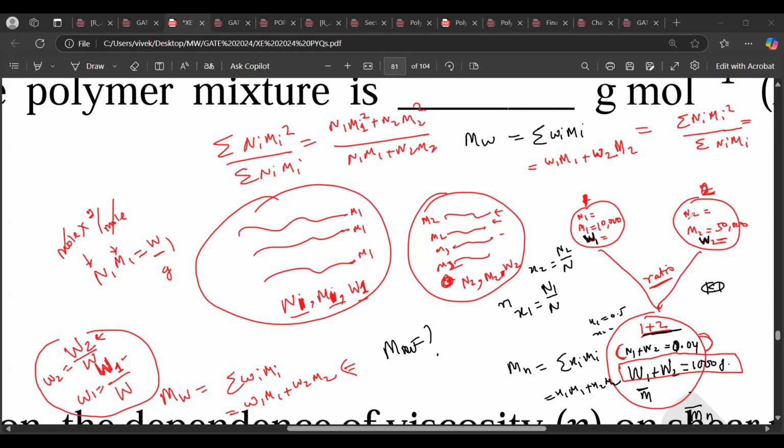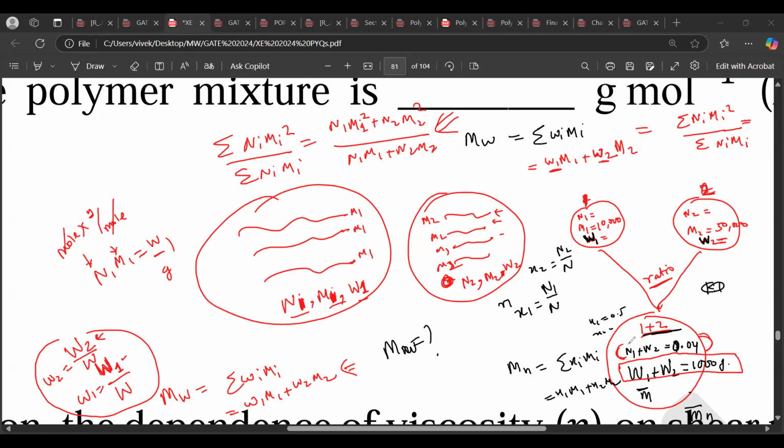Okay, so that is our task. Either you find out what is individual N1, N2, then you can calculate N1, N2, put in N1 M1 square and all this, and you can solve, right? Yeah, I think you don't need to think of any other formula. No need to complicate. So how to calculate individual weight fraction or individual N1, N2?